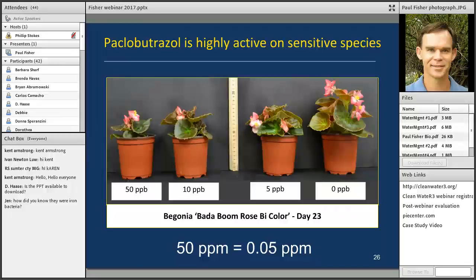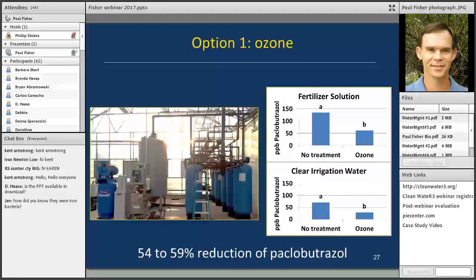So you can see that the control plant with no Paclobutrazol on the right is considerably larger than even 5 parts per billion. And remember, 1,000 parts per billion is the same as 1 part per million. So a very, very low concentration is all that's needed to suppress the growth of certain species.